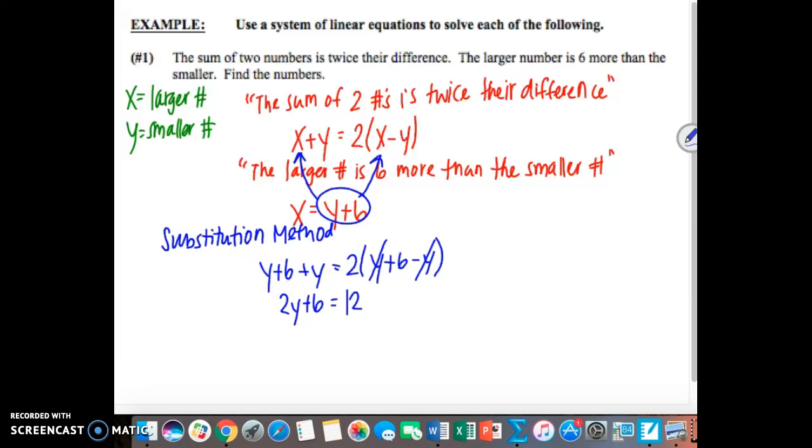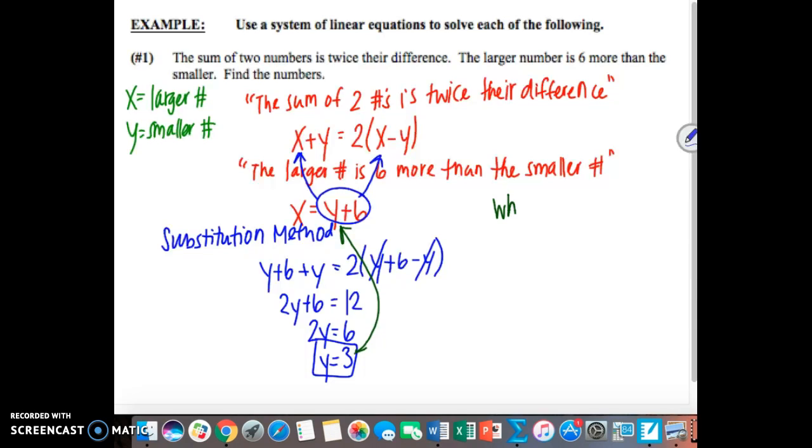So since we have 2y plus 6 equals 12, now it's just basic algebra. Subtract the 6 over, and we have 2y equals 6. Divide by 2, so y equals 3. So now that you have y equals a number, we're going to take that and plug it into that first equation, the x equals y plus 6.